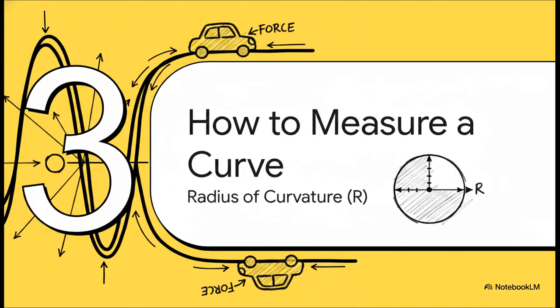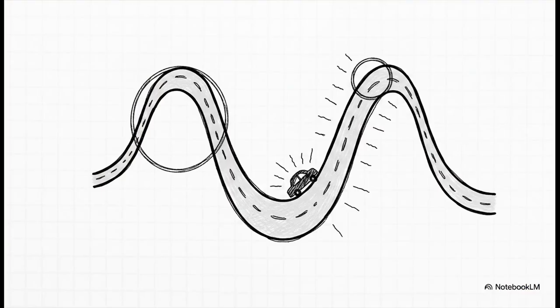So let's dig into the shape of this curve itself. The amount of force you need to make a turn depends on how sharp that turn is. We measure that sharpness with something called the radius of curvature, which we'll call r. Now, for a perfect circle, r is just the radius, easy. But on our wavy sine curve road, the curve is tighter in some spots and gentler in others, so that r value is always changing. Now, think about it.